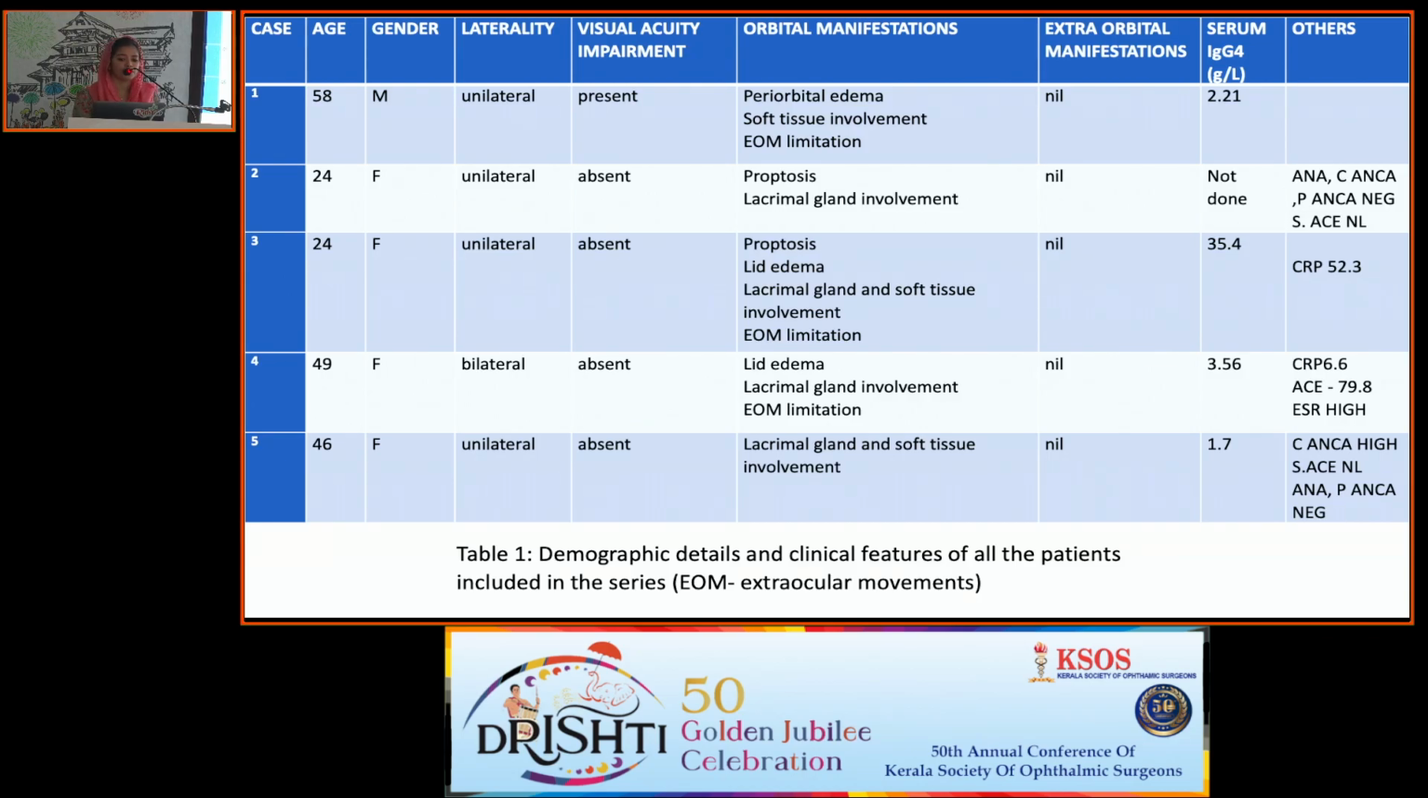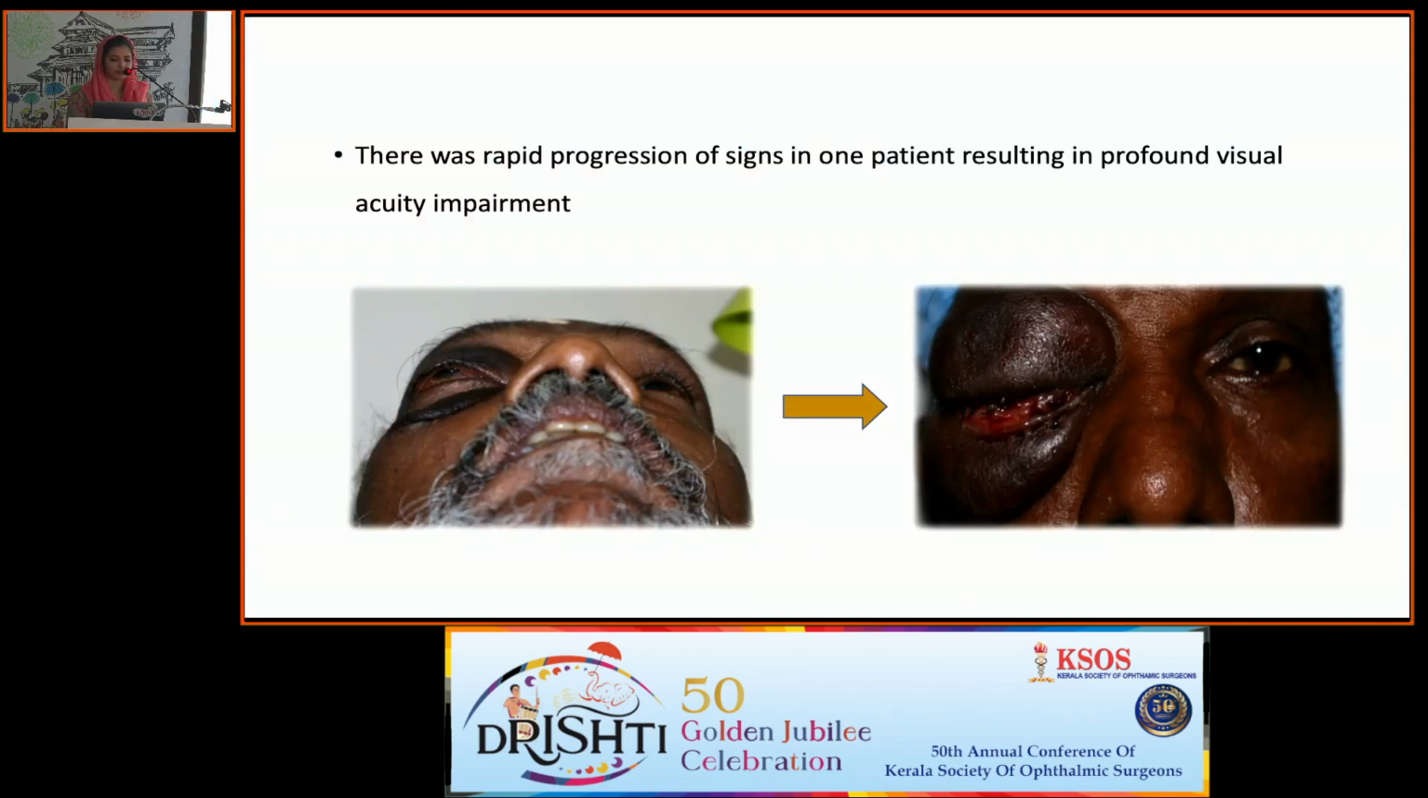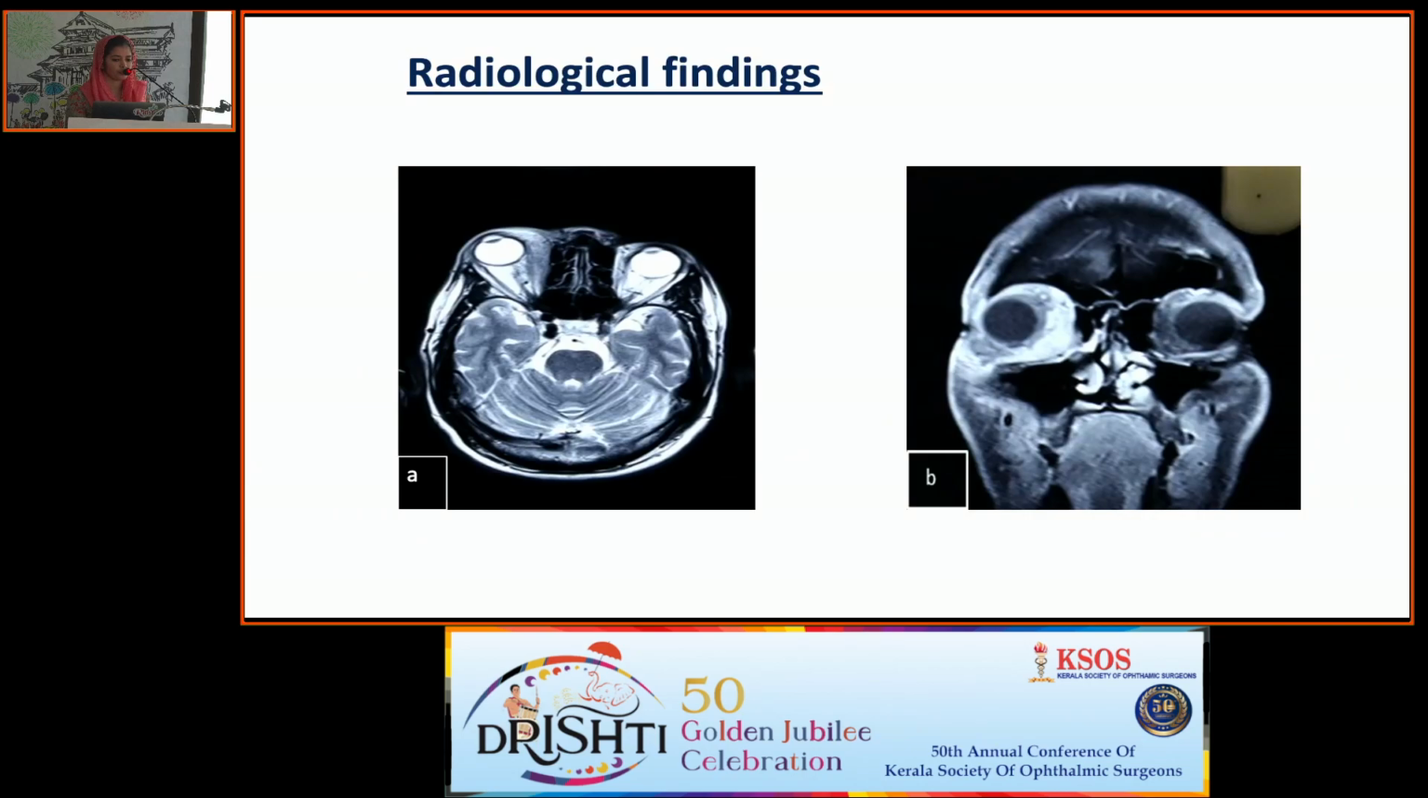Serum IgG4 was done in 4 patients and was found to be raised in all the 4. And C-ANCA was positive in 1 patient, CRP was raised in 1 patient, and serum ACE was raised in 1 patient. And there was rapid progression of signs in 1 patient, resulting in profound visual acuity impairment. Radiological imaging showed involvement of the lacrimal gland, extraocular muscles, soft tissue, and lacrimal sac.